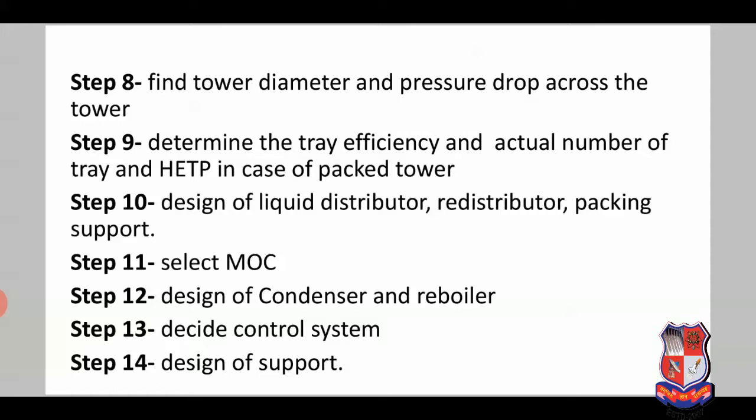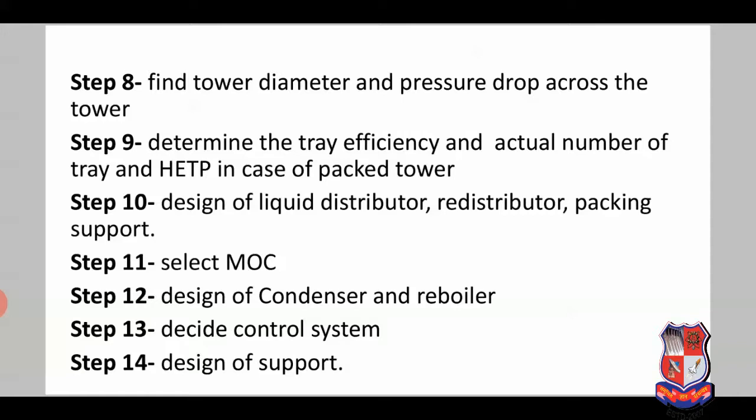This point we have also discussed in the selection criteria of packed tower and tray tower: if the tower diameter is smaller, then we will go for the packed column, and if the tower diameter is higher, then we will go for the tray tower. Next step, determine tray efficiency, actual number of trays, and HETP in case of packed tower.